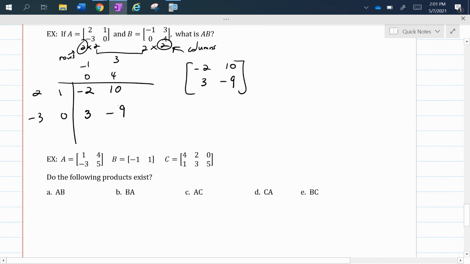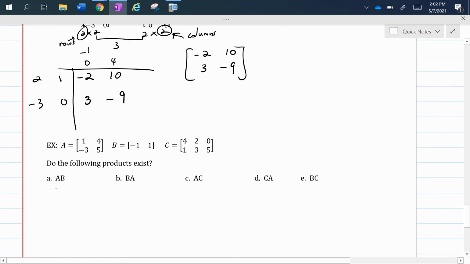So lastly, if I give you these three matrices, do the following products exist? Matrix A times B. A is a 2 by 2, and B is a 1 by 2. So since these columns and rows are not the same, we're going to say no, the product does not exist. And then B times A, B is a 1 by 2, and A is a 2 by 2. So now the columns in the first is the same as the rows in the second. So the answer is yes, and the product would be a 1 by 2.